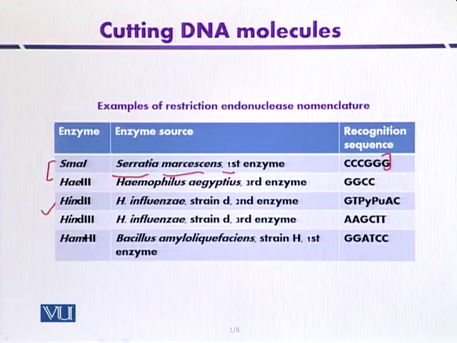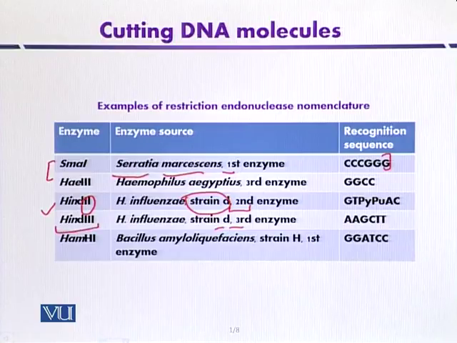Then another example, the most common one that we use, is HindII. As I told you, it is isolated from Haemophilus influenzae. So HIN is from the genus and specific epithet, and D is from strain D, and it is the second enzyme that was isolated. So the name is HindII. From the same strain D, the third enzyme was also isolated, so the name HindIII is given here.